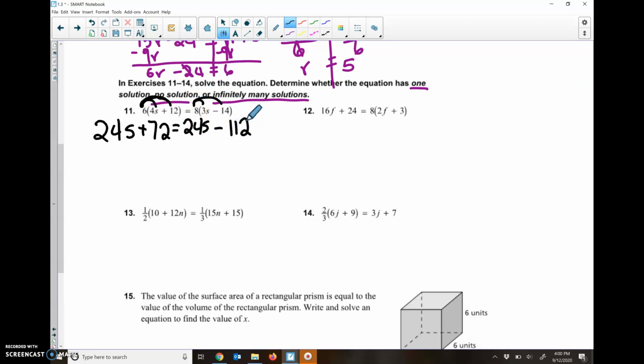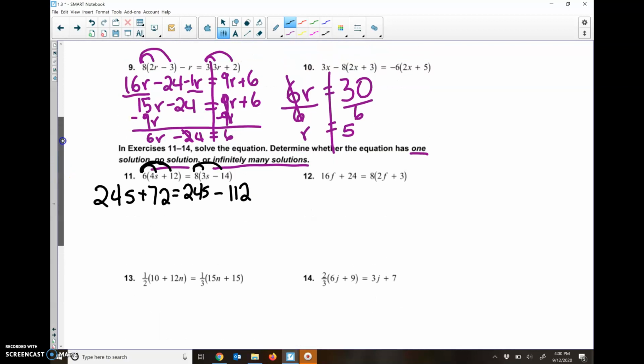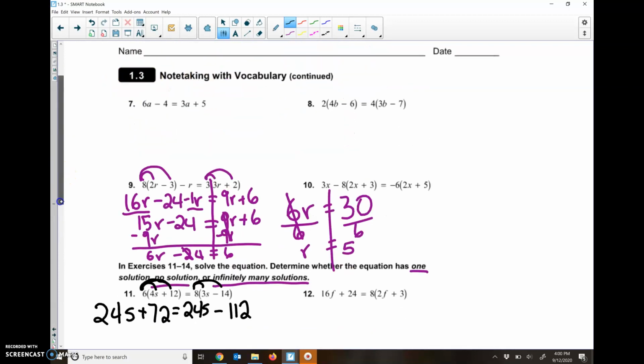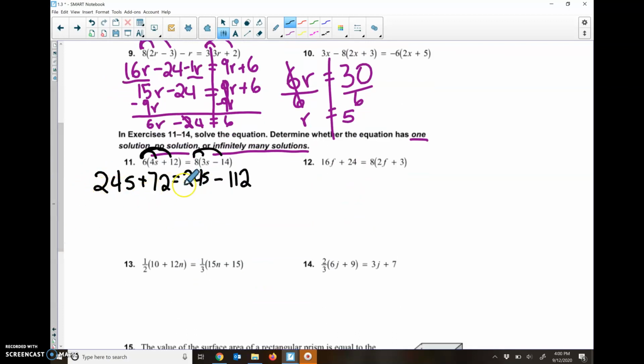So you might already see a difference here. Something looks a little strange. Like up here, nothing was really the same, but you can already kind of tell my S's are the same. I have 24 S's on this side and 24 S's on this side. This is also another reason why I like to take care of my variables first, for problems like this. So I'm going to combine my 24 S's here. It's a positive 24 S's, so I'm going to subtract 24 S's from both sides. 24S minus 24S, oh no, they cancel out. It's 0 S's. So I'm only left with 72 equals negative 112.